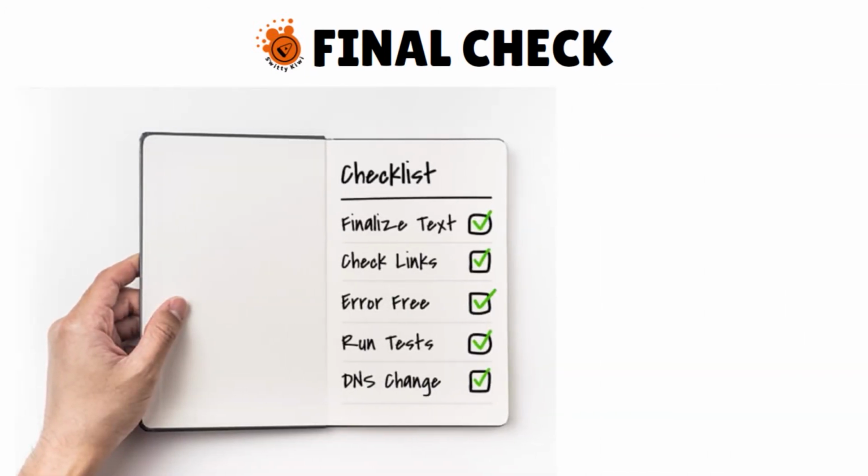When it comes to launching your 3dCart store, you want to do a funnel check. Once your store is live, you want to check for errors again, just in case. 3dCart has a checklist embedded onto the platform that allows you to go through finalizing text, checking links, making sure there are no errors, running tests, and looking at the DNS change.